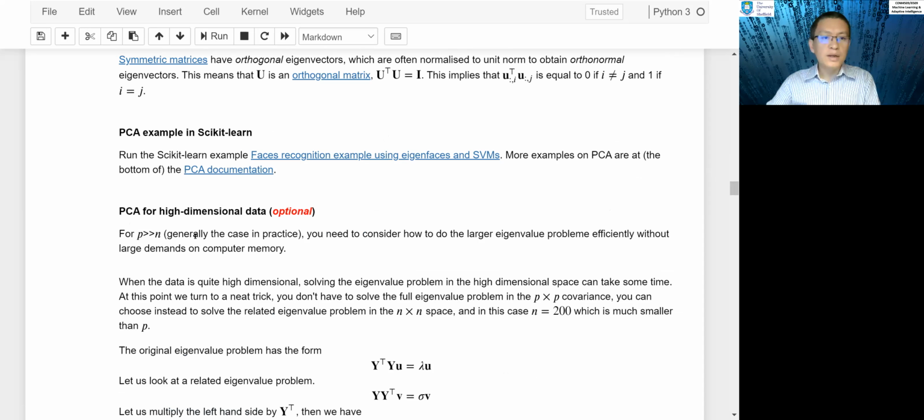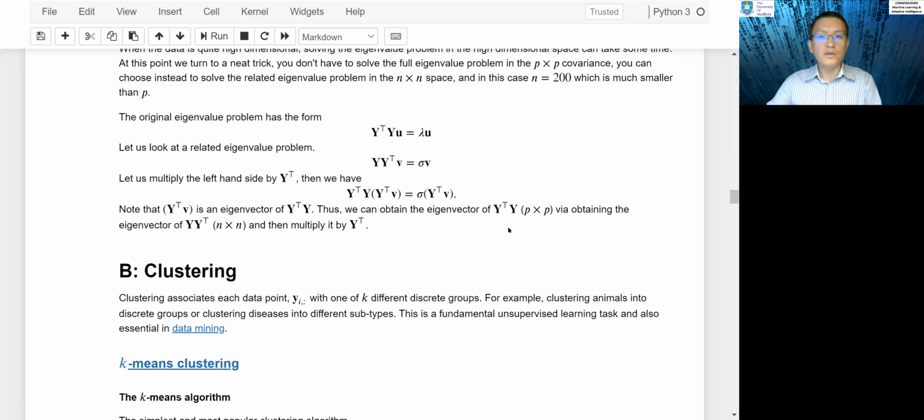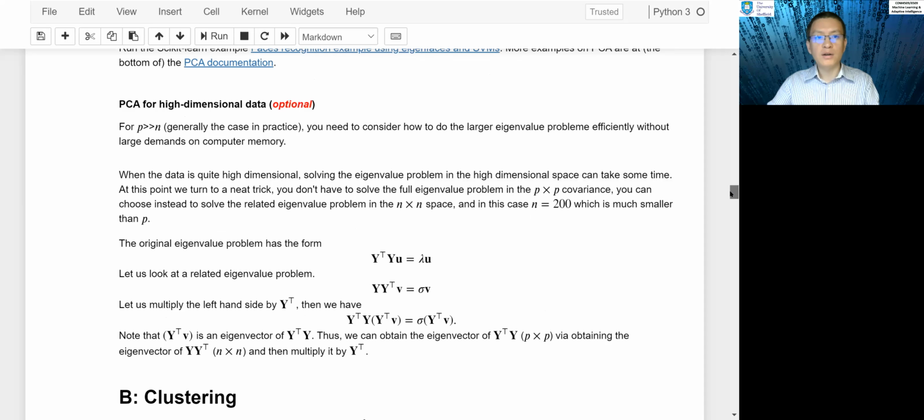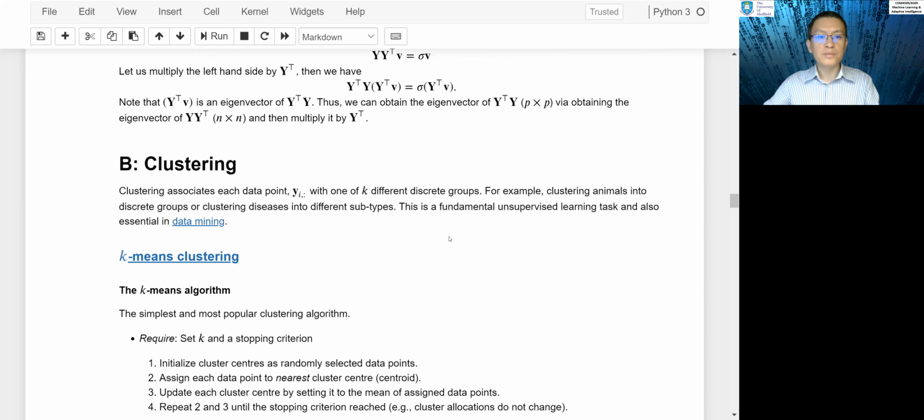And here is some more advanced discussion on PCA for very high dimensional data, in which case we have some trick so that we don't have to do an eigen decomposition of a very high dimensional, very large matrix.